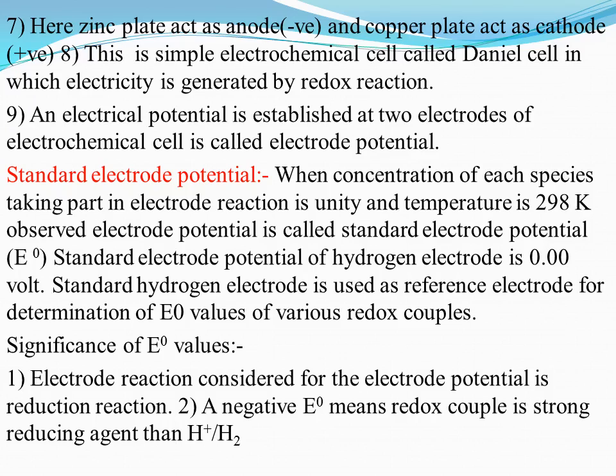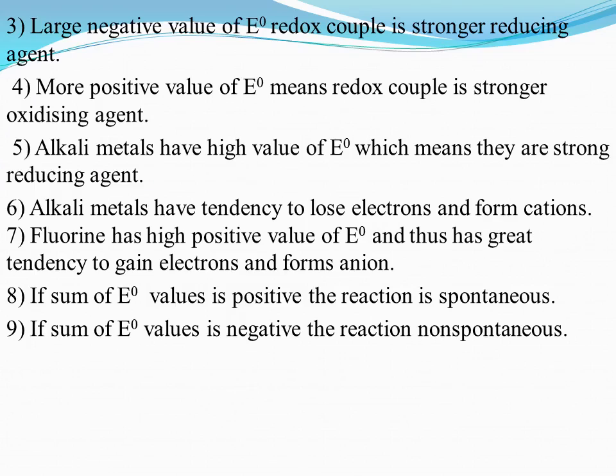Significance of standard electrode potential values are as below. First, the electrode reaction considered for the electrode potential is reduction reaction. A negative standard electrode potential means the redox couple is a stronger reducing agent than H+/H2. Next, the larger the negative value of standard electrode potential, the stronger the reducing agent. Next, a more positive value of E0 means the redox couple is a stronger oxidizing agent.